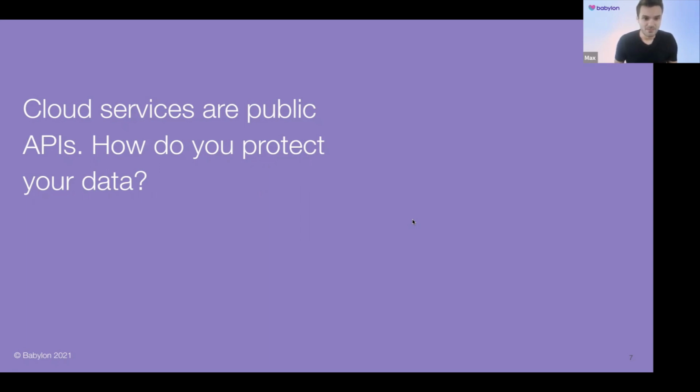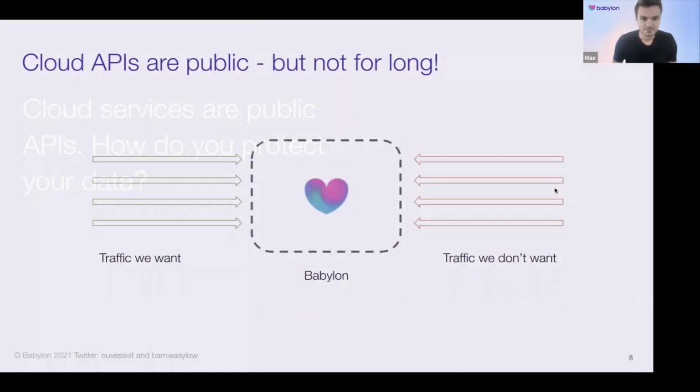So in a very simple way, this is the problem that we're facing, right? There is traffic coming at us from both sides, and we're trying to filter out the traffic that we don't want from the traffic that we want. Of course, this is nothing new.